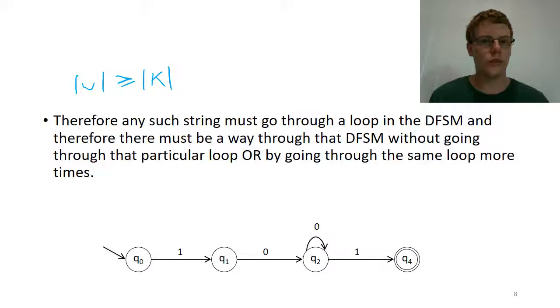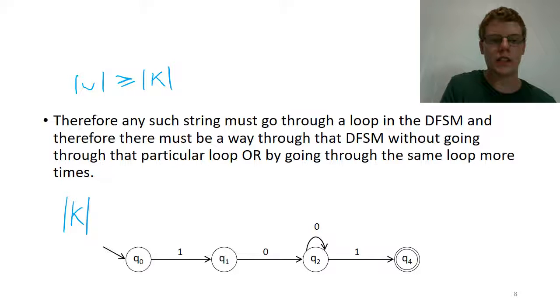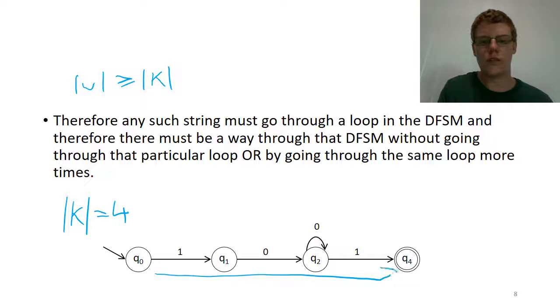But because there's a loop, that means that there must be a way to go through the same DFSM without going through that particular loop, or a path where we go through that loop a repetitive number of times. So, looking at the machine below, this machine has 4 states. It can accept a string of length 3 without revisiting any of its states, and that string is 101. But as soon as it accepts a string of length 4 or more, it must have gone through a loop, and this is the loop we're talking about. Now, if we have gone through that loop and revisited state Q2, then we must have been able to have just continued on without going through that loop, just by stopping in Q2 and moving on. And we know that's true because 101 is accepted.